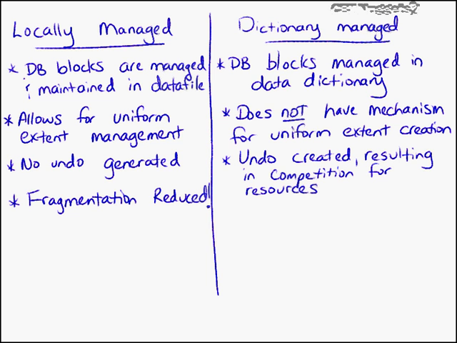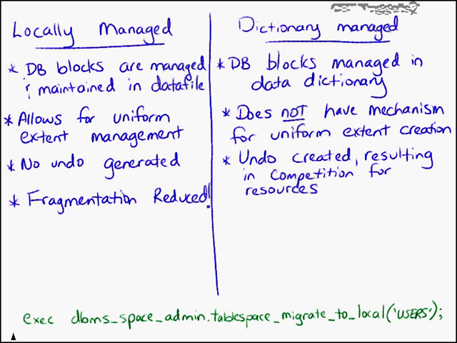So if you do have some dictionary managed and you want to convert them over to locally managed, you can do that. The way you would do that is through a package that's provided for us, and you would convert all of your non-system table spaces to locally managed, and then the last thing you do is change your system table space to be locally managed. The only caveat here is that temporary table spaces are not allowed to be migrated. So my statement down here in green, exec DBMS_SPACE_ADMIN.TABLESPACE_MIGRATE_TO_LOCAL, you pass in the tablespace name, and that does the migration for you.